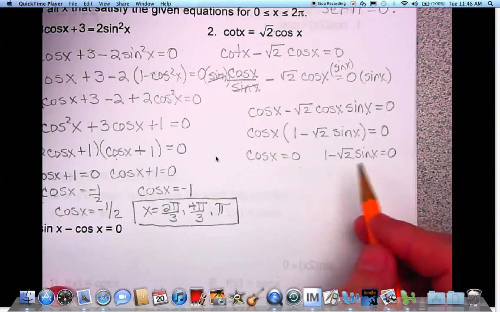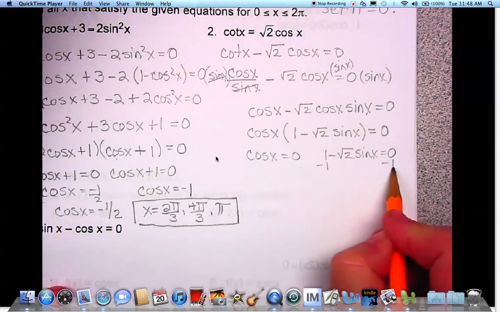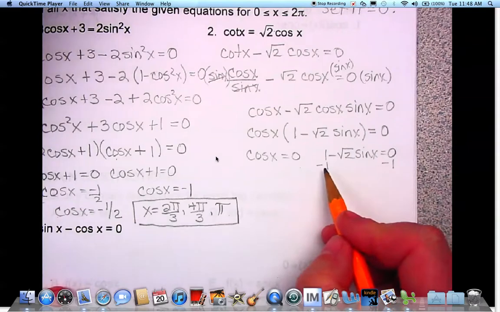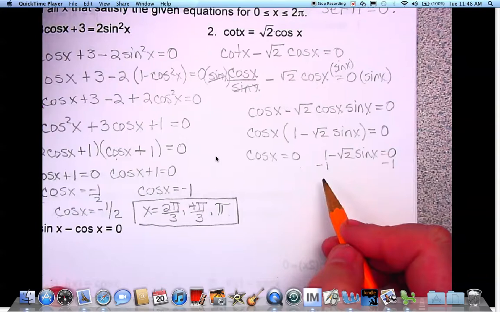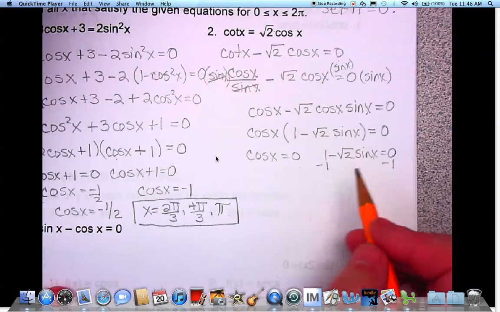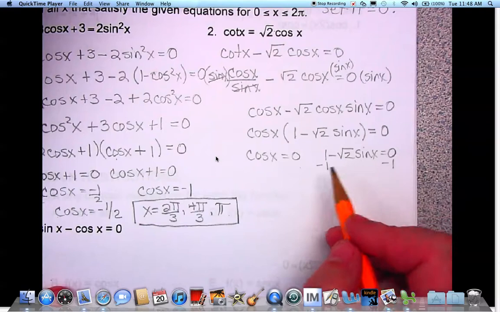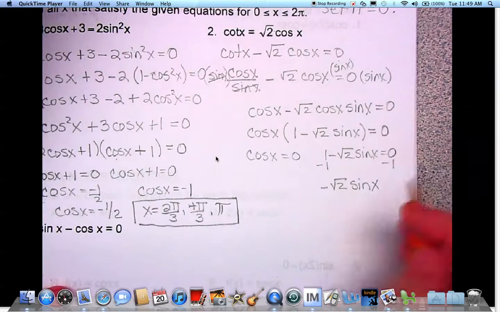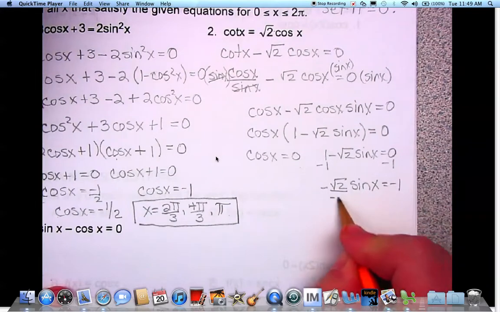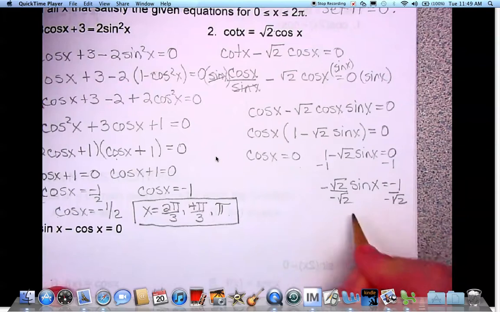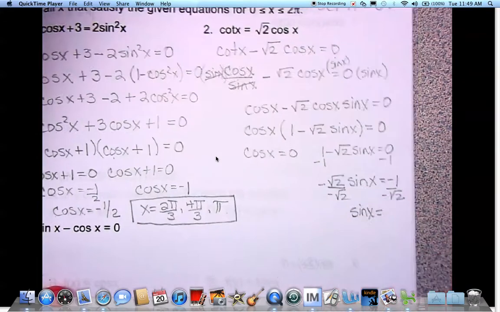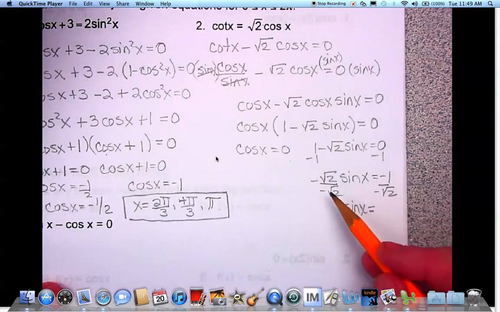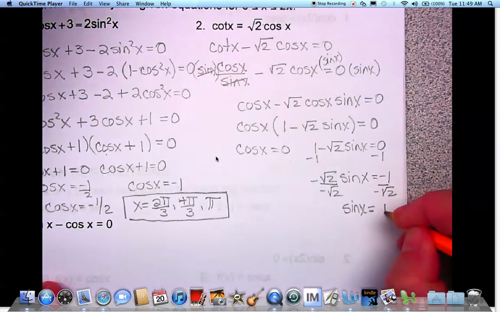Can you add the whole thing? Let's just get sine x by itself. We're just trying to keep it all positive, so let's subtract 1. You were putting sine x on the other side? Yeah, that way it'd be positive. It doesn't really matter, it's just negatives. We subtracted 1 from both sides, then divided by the negative square root of 2. So you get a positive square root of 2.